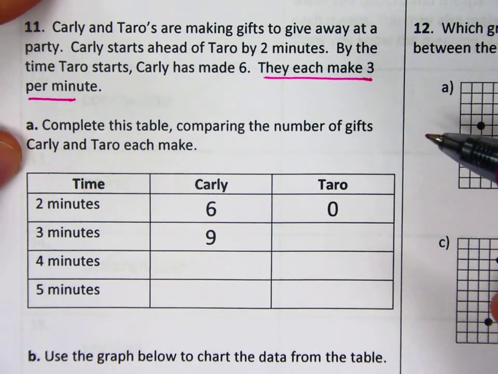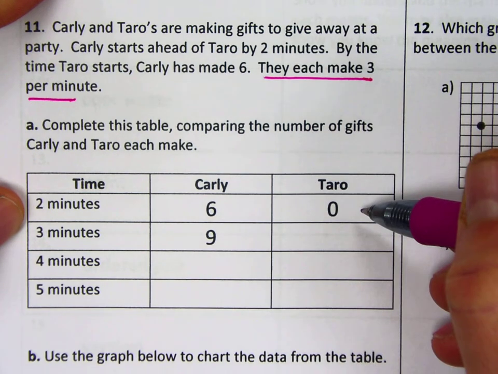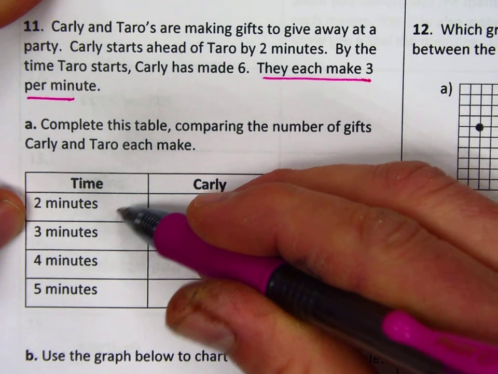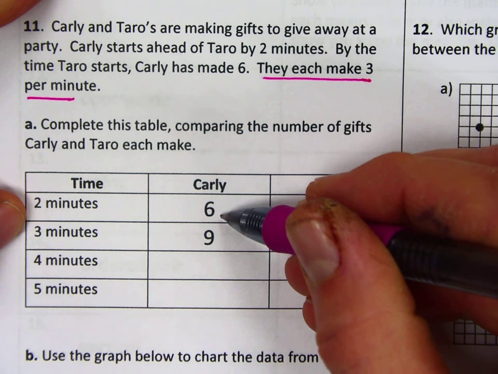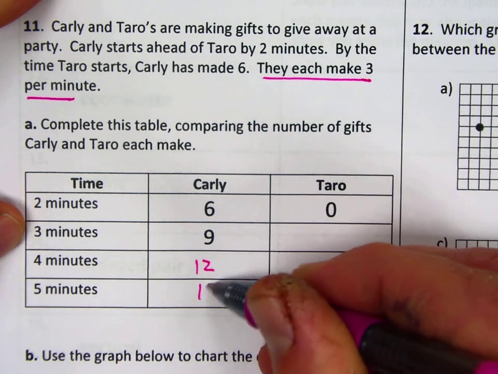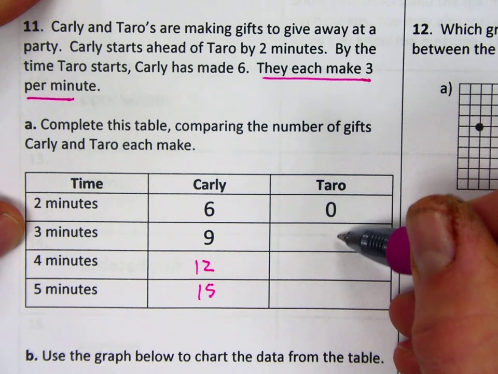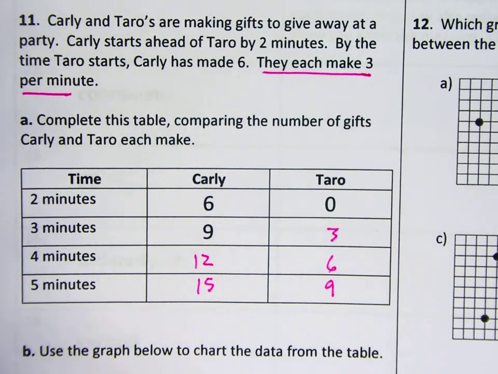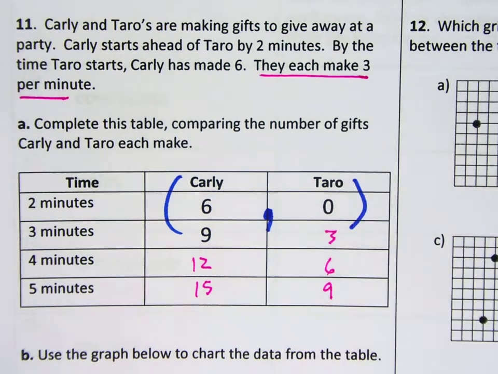Complete the table as a first direction. Basically, Carly starts and Taro's late by 2 minutes, and so she's got a head start. But students might think it's a 1 minute head start. It's actually 2. So she's made 3, and then she made 3 more, and that's where she gets to 6. If she's making 3 every minute, then she's going to be up to 12, and then 15. Taro just starts, and after 1 minute here, he will have made 3, and then 6, and then 9. Those are, of course, your 2 coordinates for the coordinate grid that's down below.